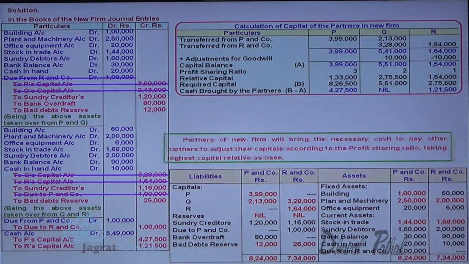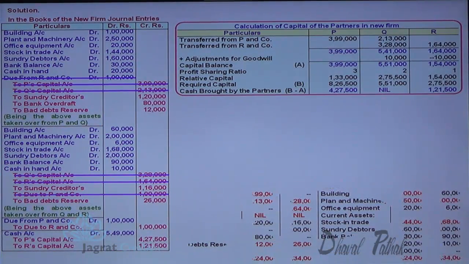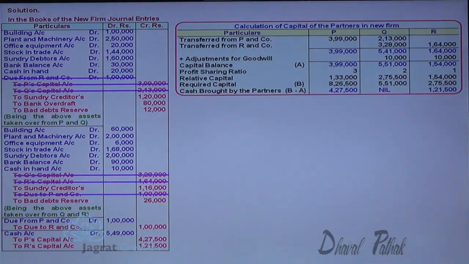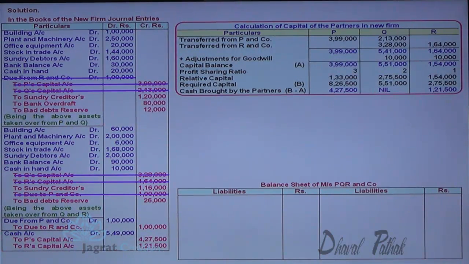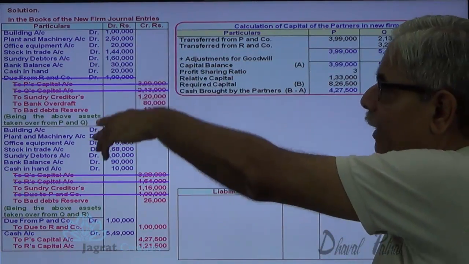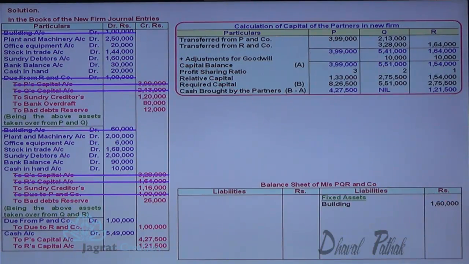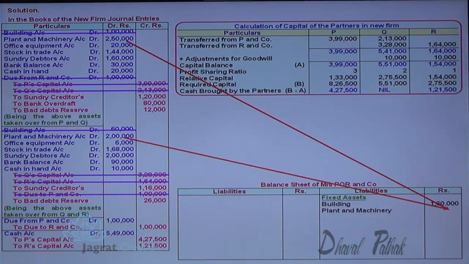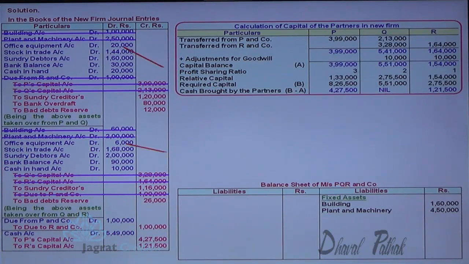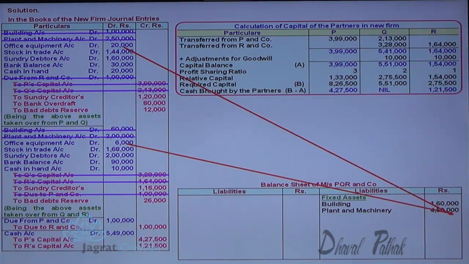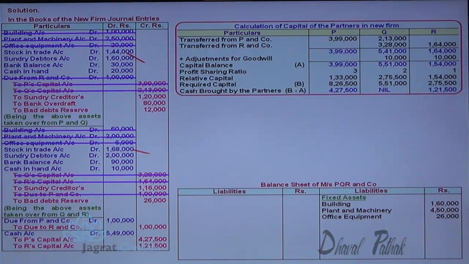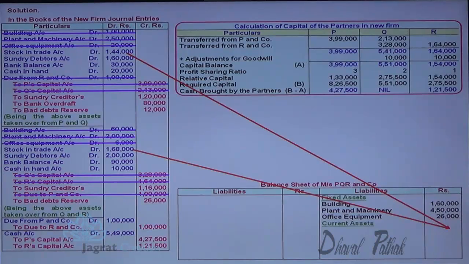Now I want to prepare the balance sheet of the new firm after absorption. So here I prepare the balance sheet. I am going to make a total of building. So on the asset side, total building, a total of P and Q's, 1,60,000. Plant and machinery total 4,50,000. Then comes office equipment 26,000. Then comes stock in trade total 3,12,000.